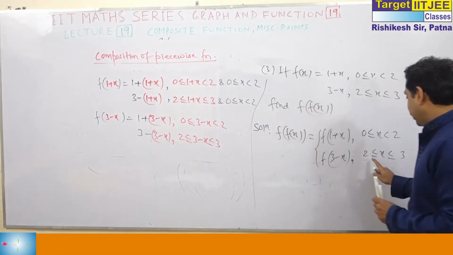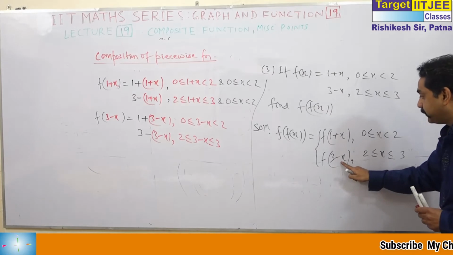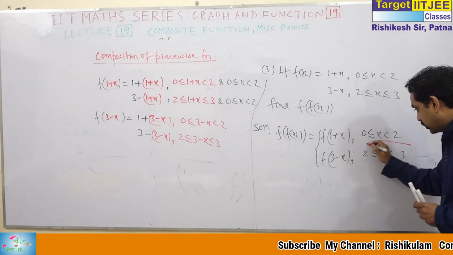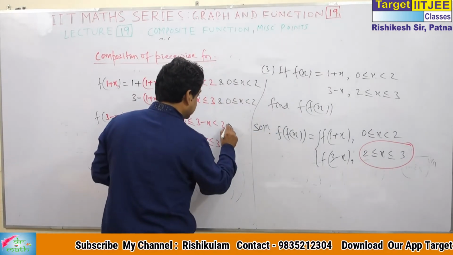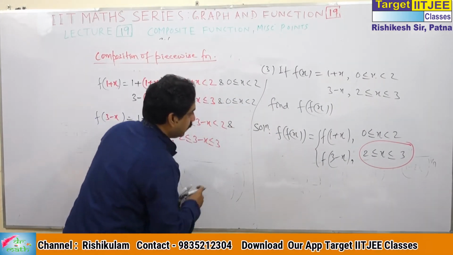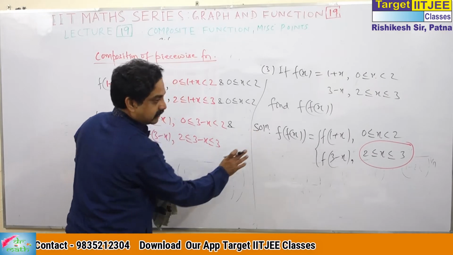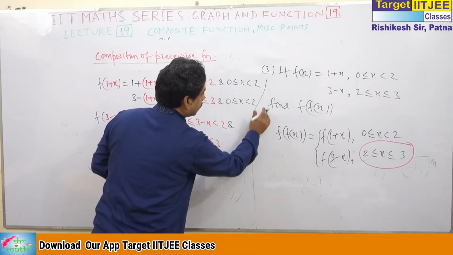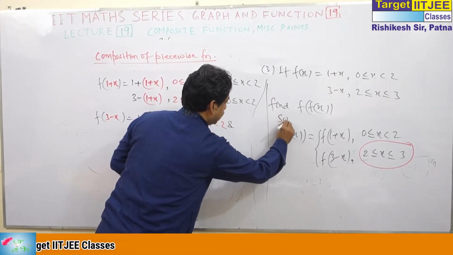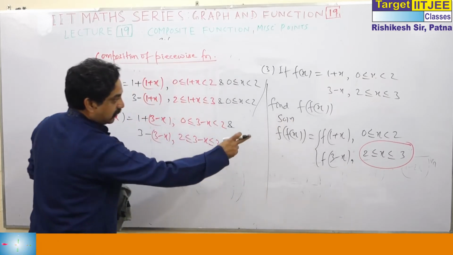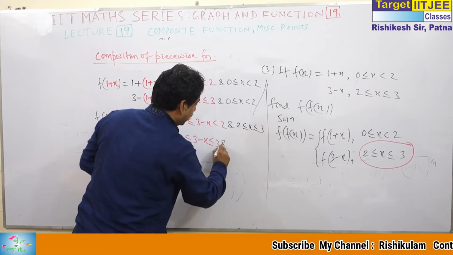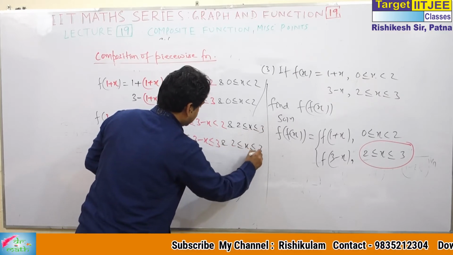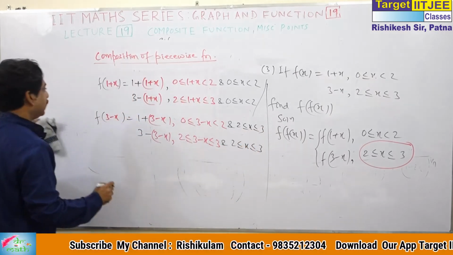But this is defined only when this is defined. There is also a condition for this, so we will also write this condition in addition. What is the condition? Let me erase this one. So what will I write? 2 less than or equal to x less than 3. So what is the final condition?